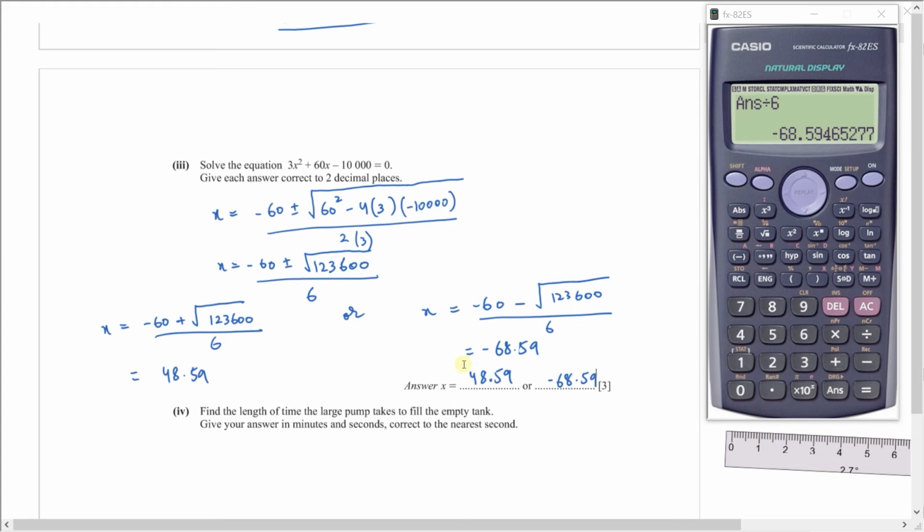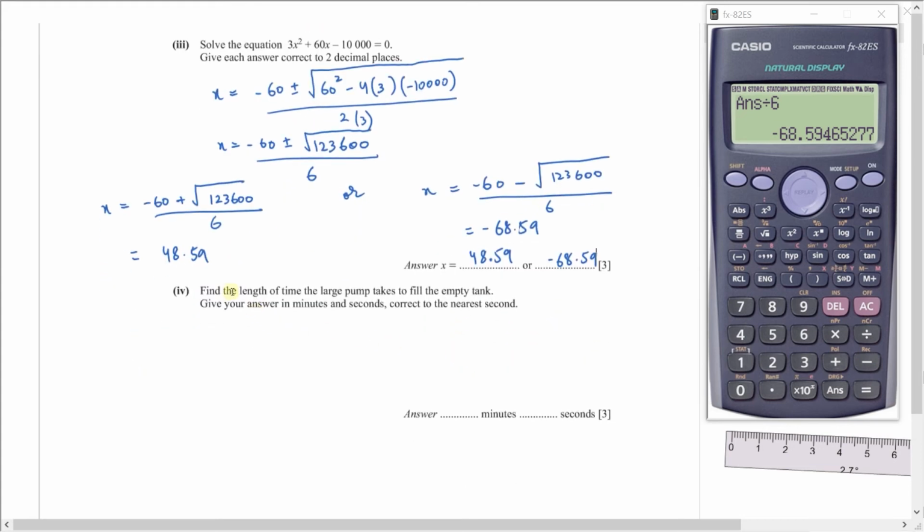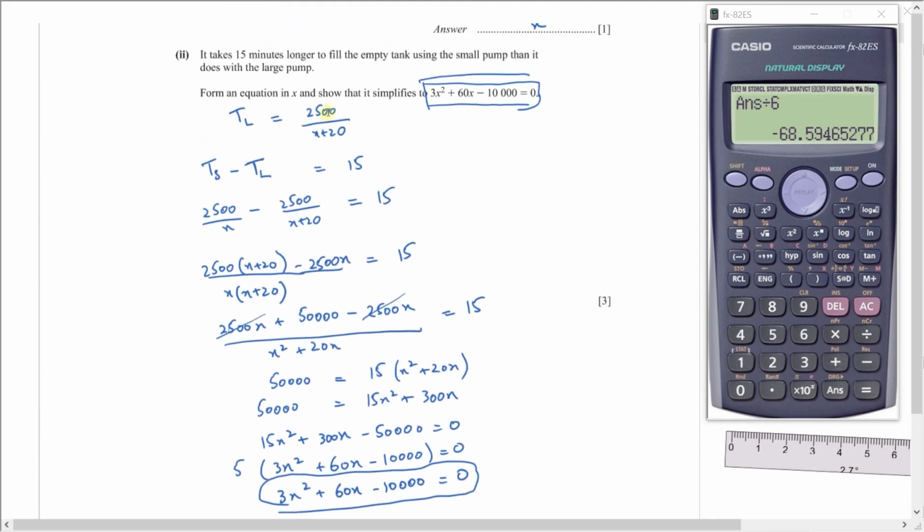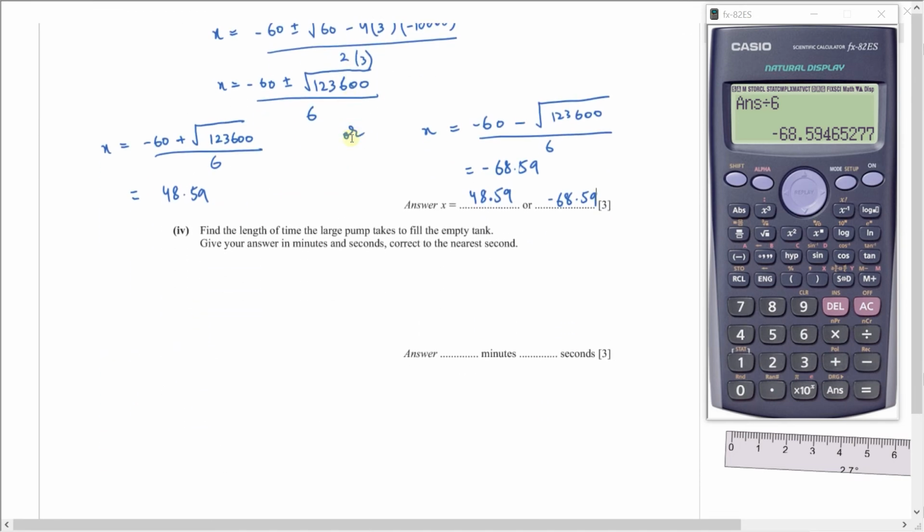Part 4 is find the length of time the large pump takes to fill the empty tank? Give your answer in minutes and seconds, correct to the nearest second. So the time taken by the large pump is 2500 divided by x plus 20. So TL is 2500 divided by x plus 20.